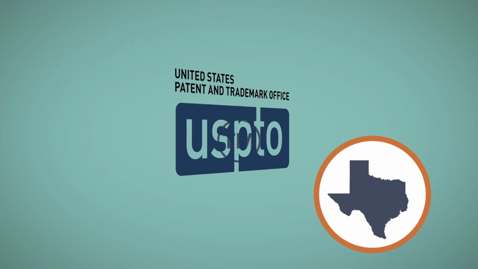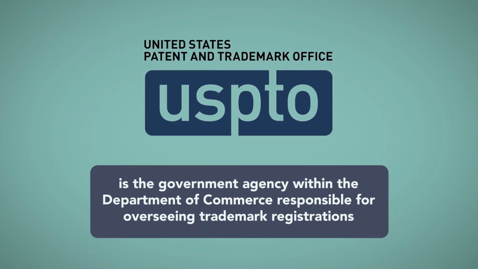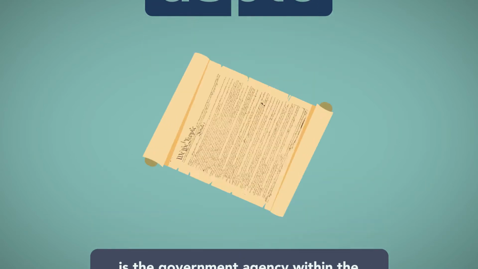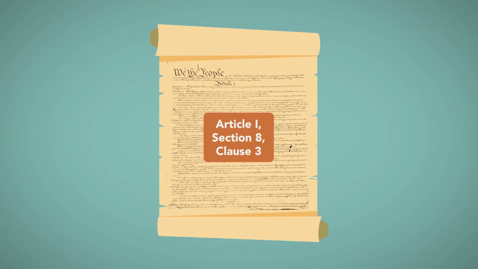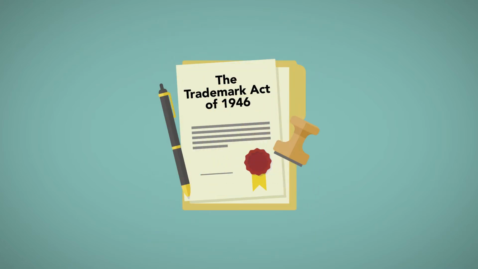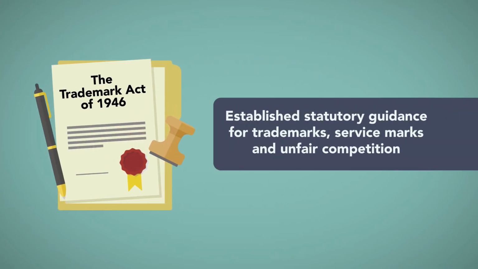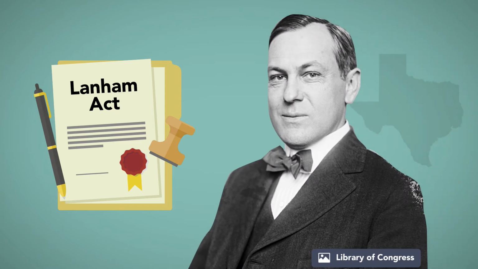The United States Patent and Trademark Office is the government agency within the Department of Commerce responsible for overseeing trademark registrations. The authority for registration of trademarks comes from the U.S. Constitution, specifically Article 1, Section 8, Clause 3. The Trademark Act of 1946 established statutory guidance for trademarks, service marks, and unfair competition, and is most commonly referred to as the Lanham Act, named after Representative Fritz Lanham of Texas.